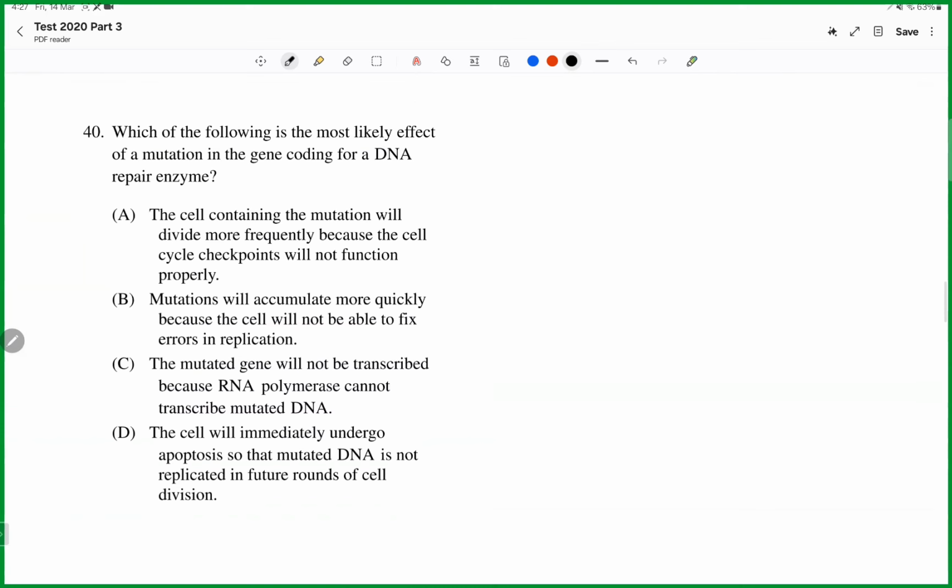Question 40. Which of the following is the most likely effect of a mutation in the gene coding for a DNA repair enzyme? Okay, so can you fix the DNA? No, because now the gene that does that is mutated.